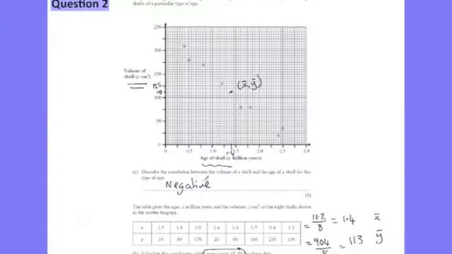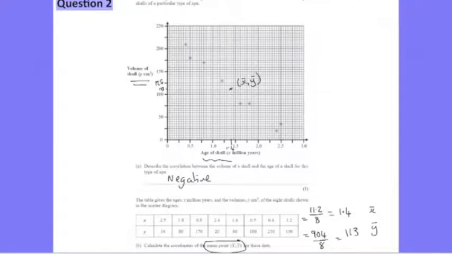Now, once that mean point has been identified, you're often then asked, as in this question, to draw the line of best fit. This line must pass through our mean point here. So it must be going through the mean point.